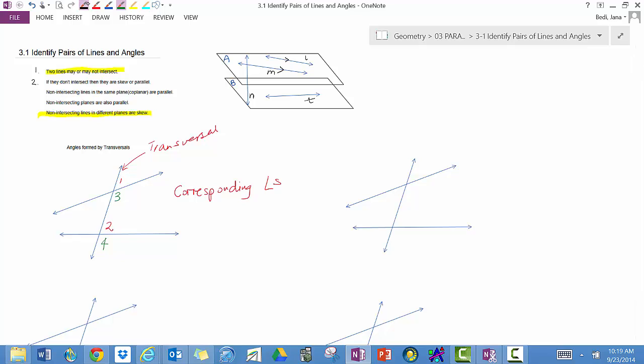How about 5 and 6. These are also corresponding. They're on the left hand side of the transversal and they're both above the two lines. Finally, 7, 8. These are all corresponding. So let's label the pairs here. 1, 2, 3, 4, 5, 6, 7, 8. These are corresponding angles.